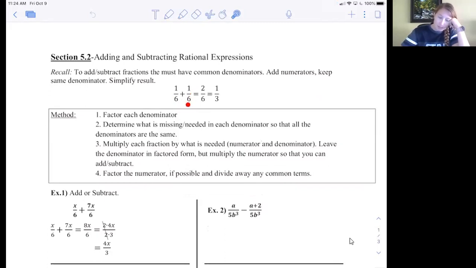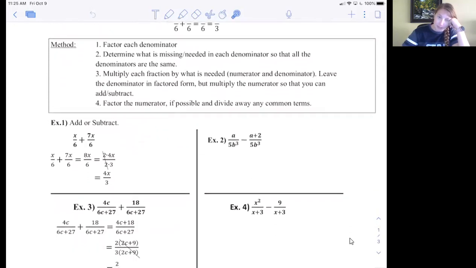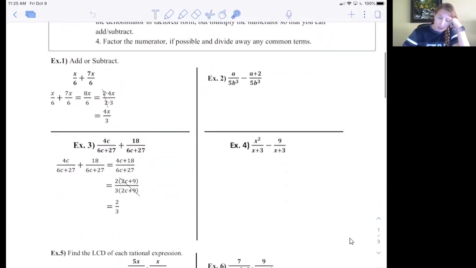If they're the same, then all you do is either add or subtract just the top numbers, however many fractions you're doing. In this case, we just have 2 fractions. So I'll just go 1 plus 1, which equals 2, and then they simplify it to 1/3. The most important thing is making sure those bottom numbers are the same. If they're not the same, we need to multiply them in some aspect so we get the same denominator. These first few examples give us the same denominator.